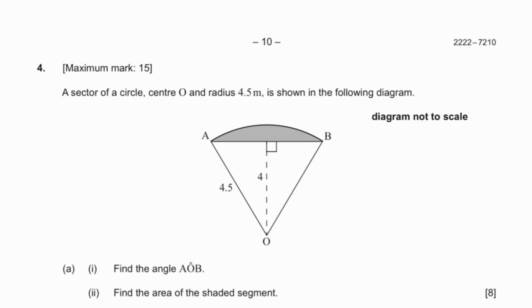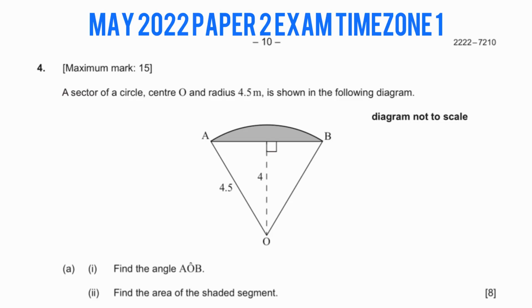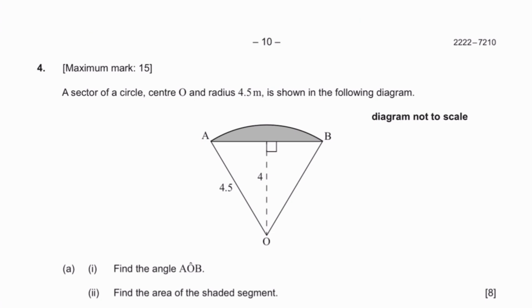Today we're going to go over question number 4 from the May 2022 Paper 2 exam. This question is actually really good and it's a bit tricky, so let's dive right in. A sector of a circle center O and radius 4.5 meters is shown in the following diagram.